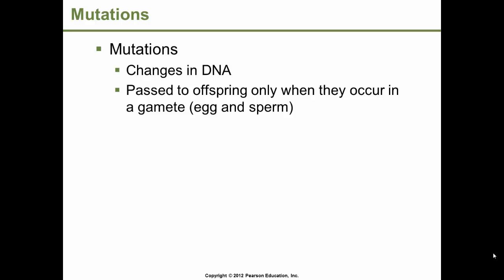Mutations are changes in DNA, but mutations can only be passed to offspring when they occur in an egg or a sperm. Although mutations can occur in somatic cells, that affects the functioning of that cell and subsequent replicated cells. But the only way that mutations can be passed to future generations is during fertilization between the egg and the sperm.